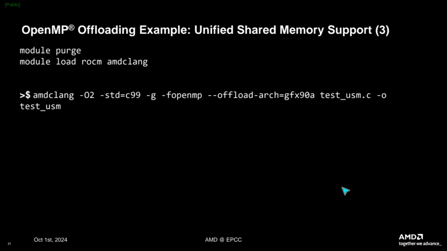So that is OpenMP offloading with unified shared memory support. You can test out the unified shared memory example. It's pretty straightforward, but you just set your target, your offload arch flag. For you guys, that'll be the GFX 942, and then test unified shared memory.